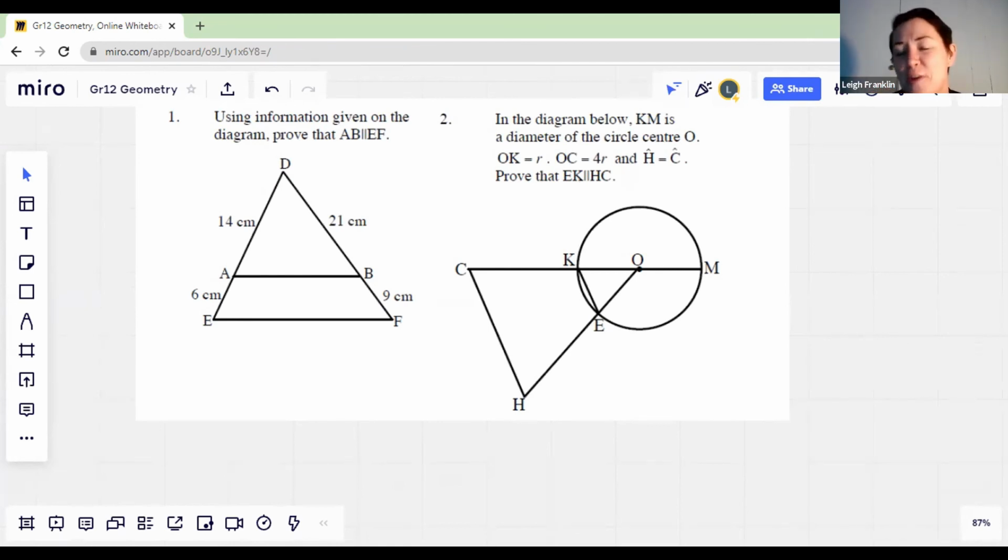Cool, Neo, thank you very much. Okay, so now if you're happy to type, that's fine. It's not a problem, all right? So now everybody can see the chat, cool. Okay, so now in question number one, Neo, it says, using the information given on the diagram, prove AB parallel to EF. Okay, what theorem are they implying you should use here, Neo? You can pop it in the chat. What do you think they want you to use?